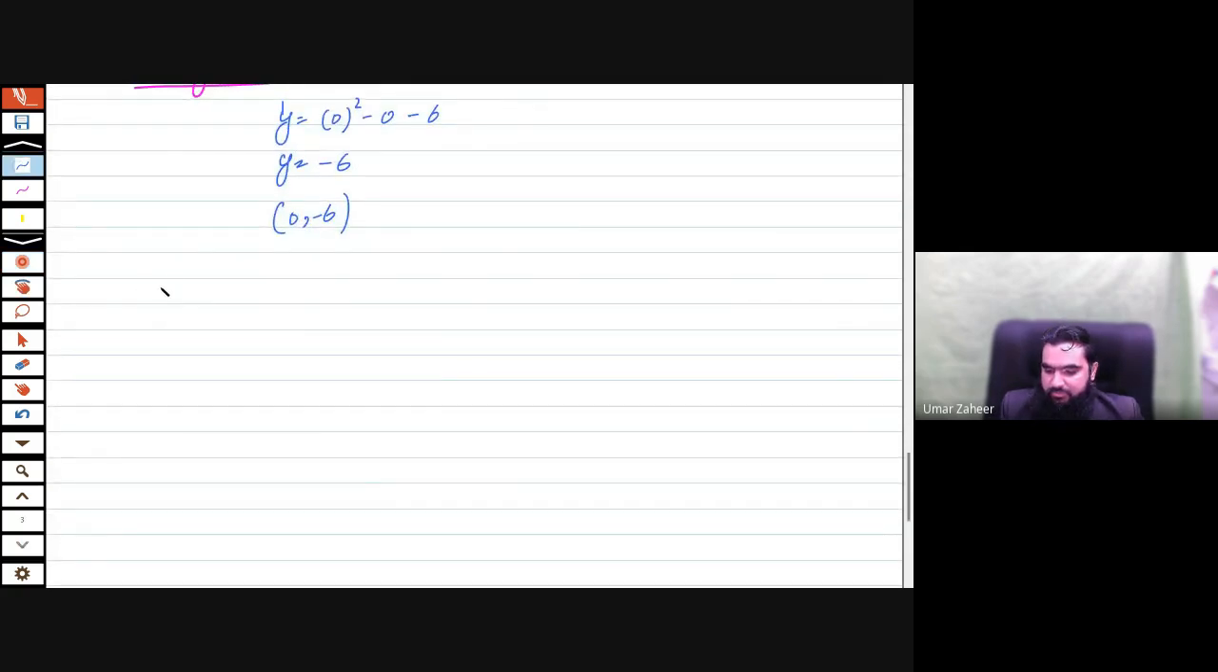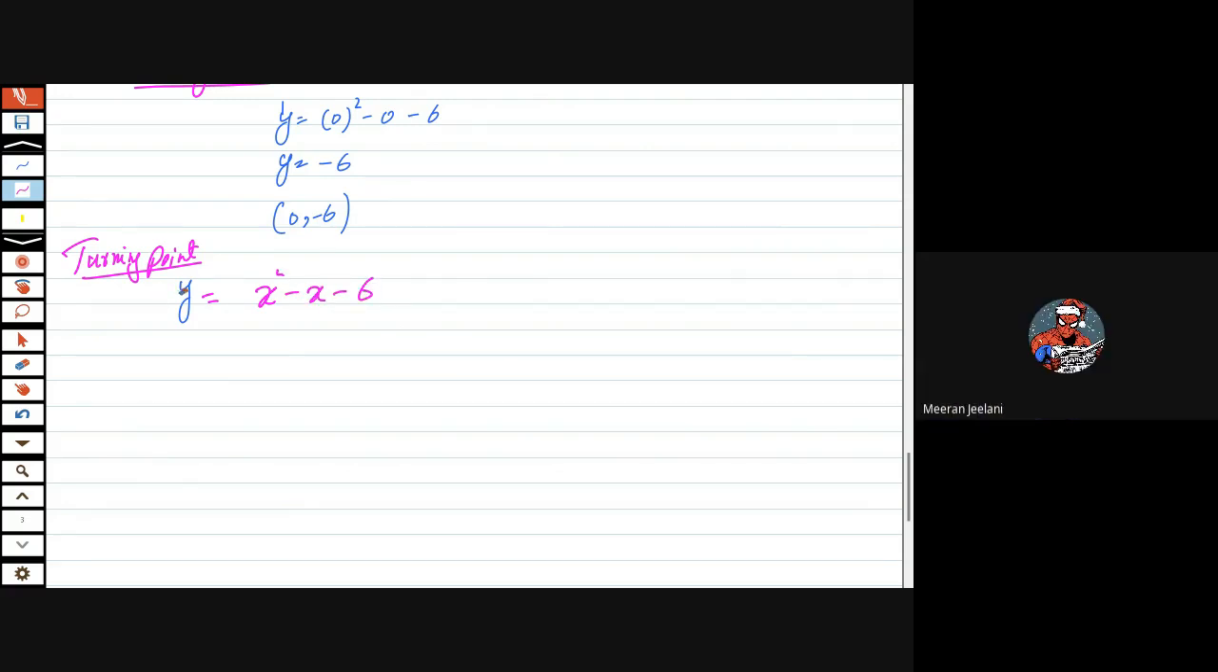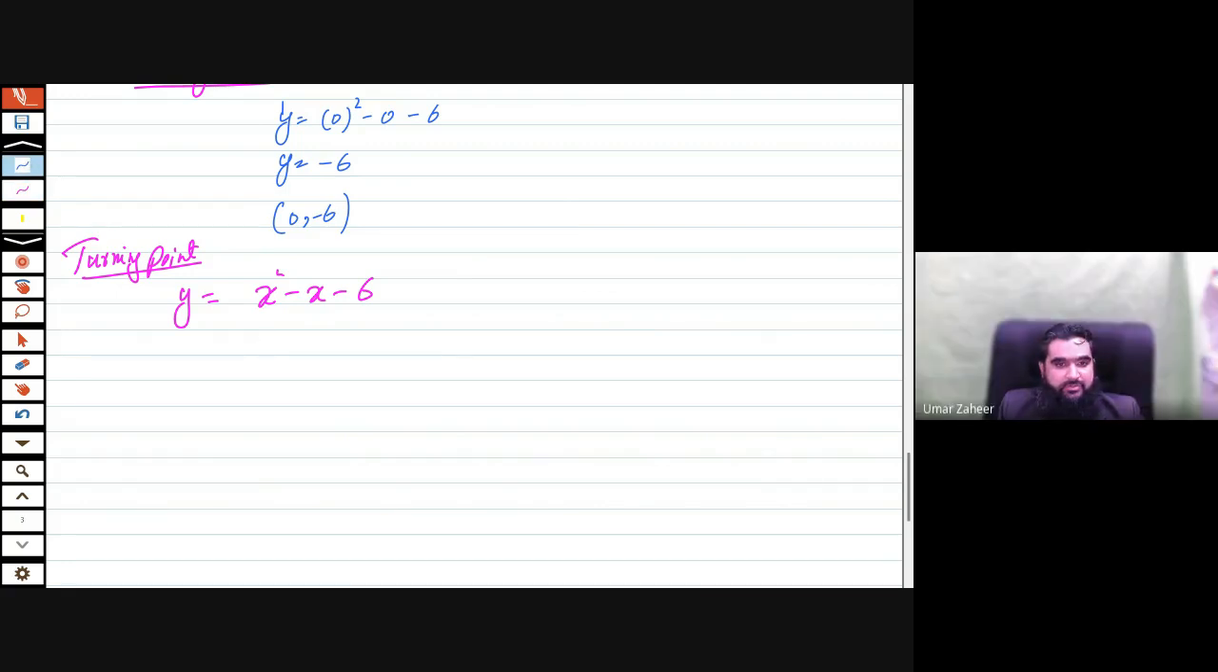So we have y is equal to, for the turning point, we have to do the completing square method. You know that for completing square, we have to write it in this form: x plus b whole square minus b square, right? In this format, we have to write it. So how can we find the b? b is equal to 1 by 2 of the coefficient of x.